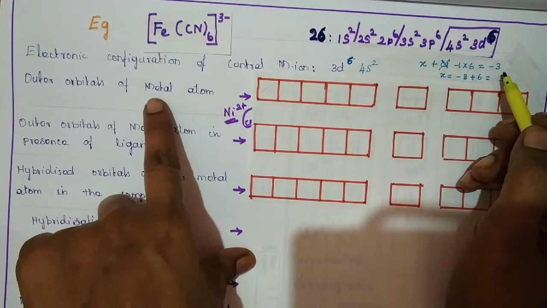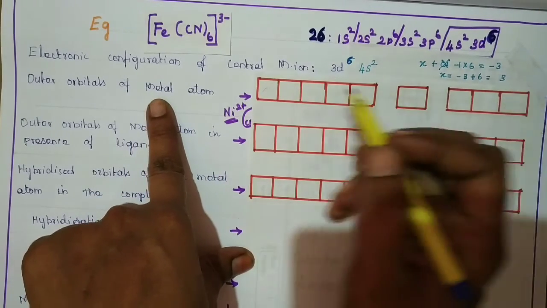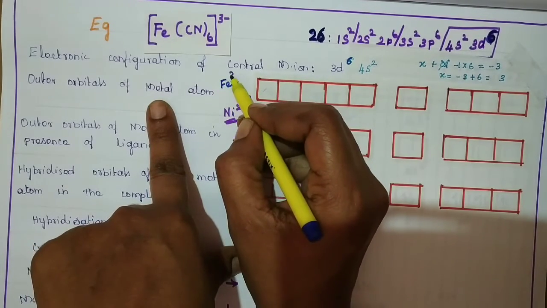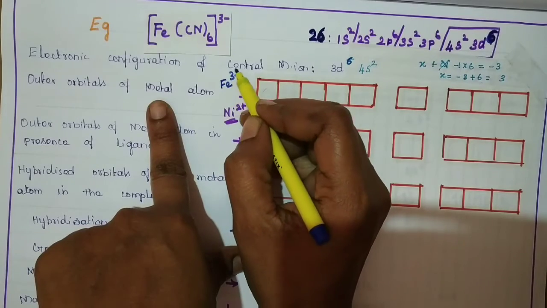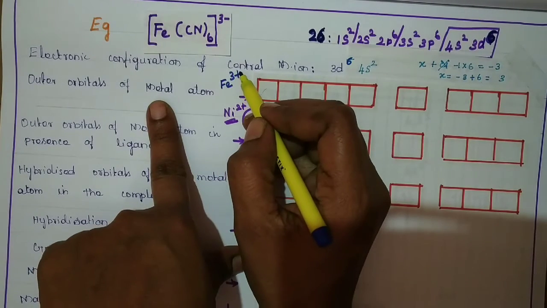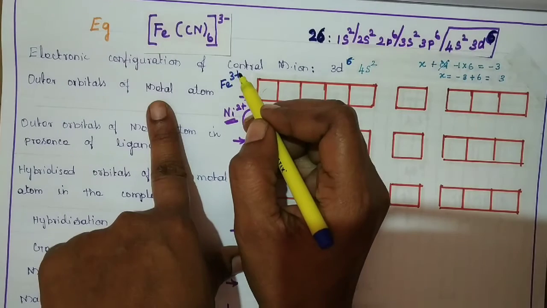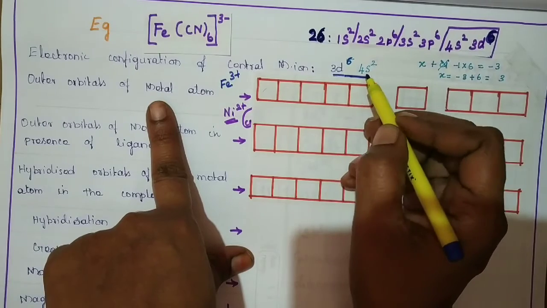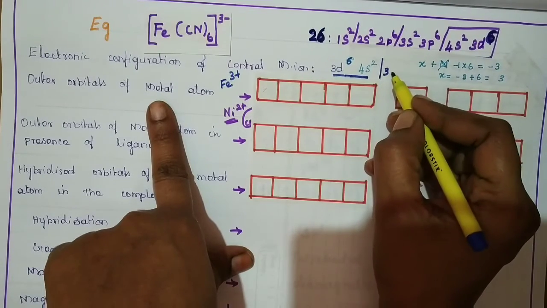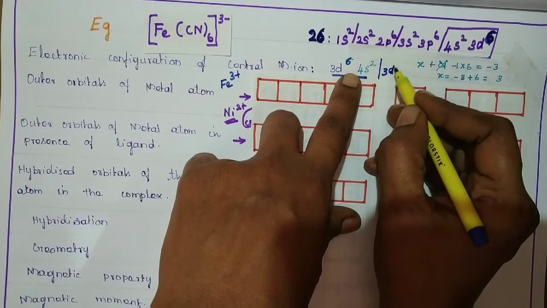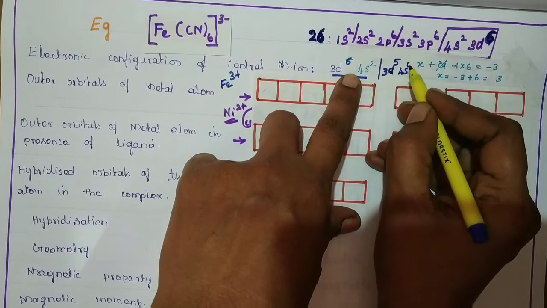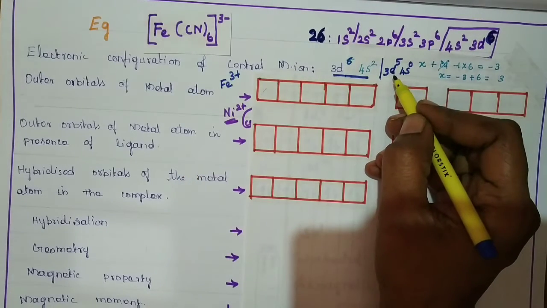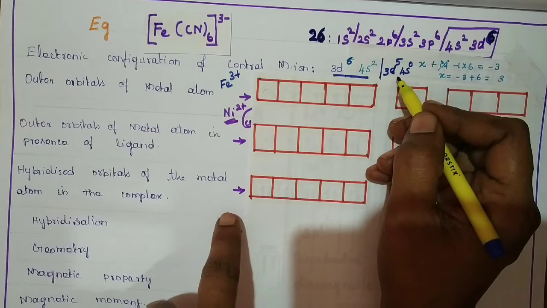Therefore, in this central metal atom, here Fe3+. What does Fe3+ mean? 3+ means it lost 3 electrons from the outermost shell. Now it is rearranged in 3d5 4s0. 2 electrons from the s orbital, then 1 electron from the d orbitals are removed.